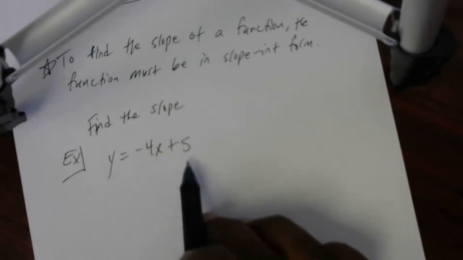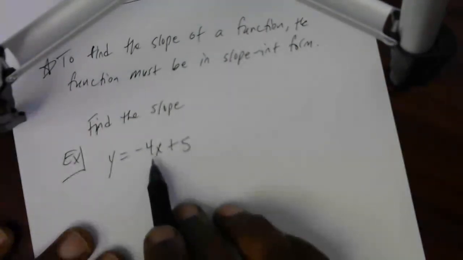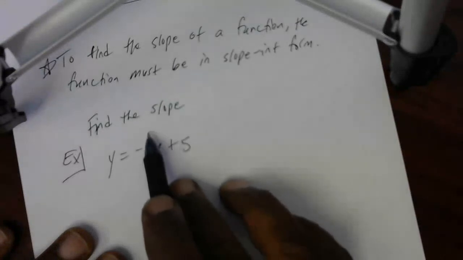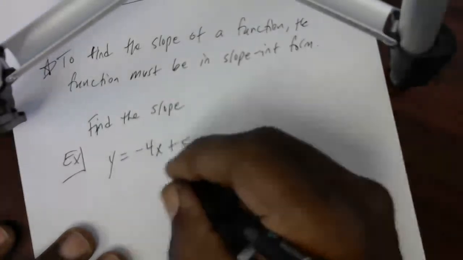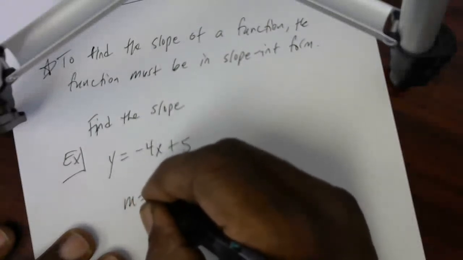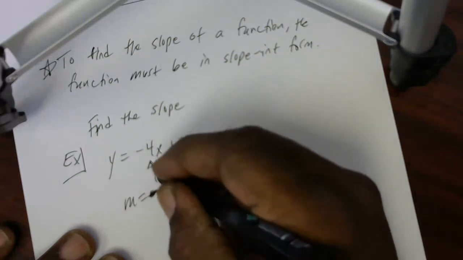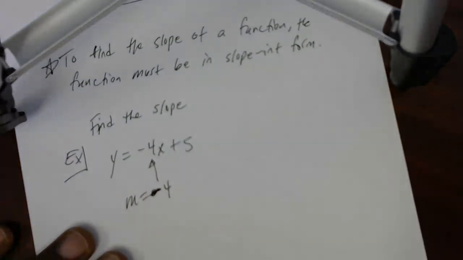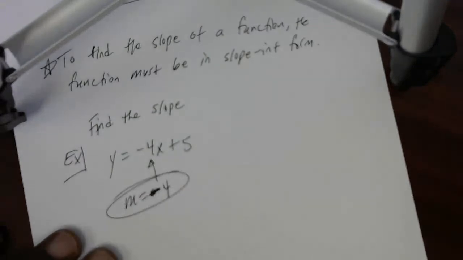Well, this is in slope intercept form, right? To solve for y, the slope would simply be the number part of your x variable. So here, the slope should be negative 4. All right, so the slope is negative 4.